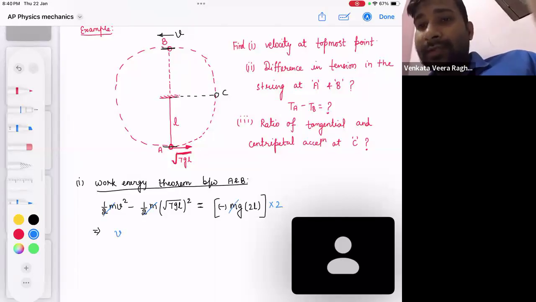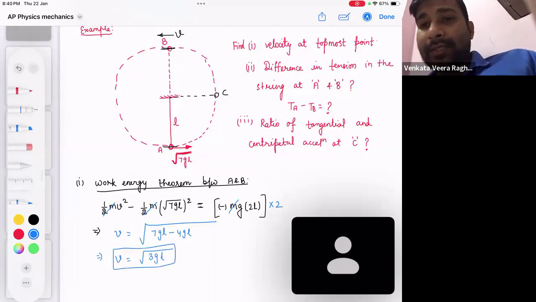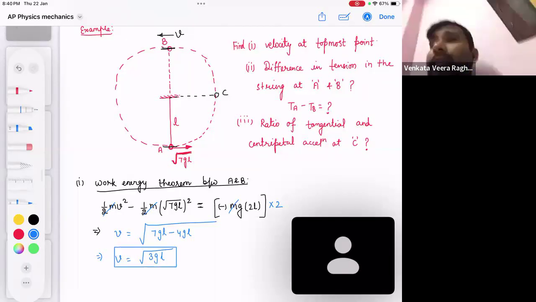So what is the V value we have? Under root of 7gl minus 4gl. So the velocity we got is root 3gl. Understood? This is the velocity at which point? At the point B.